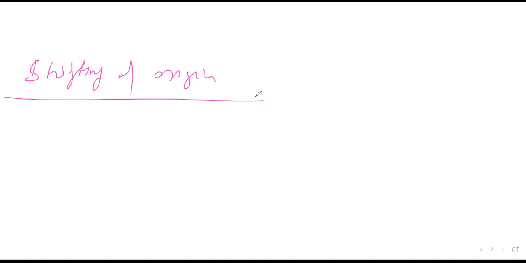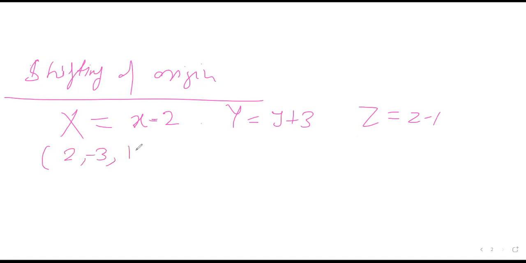So let's find that. If I want to shift the origin, I can assume capital X is equal to small x minus 2, capital Y is equal to small y plus 3, and capital Z is equal to small z minus 1. If you see, in this coordinate system this point is getting reduced to (0, 0, 0), that is the origin, right?